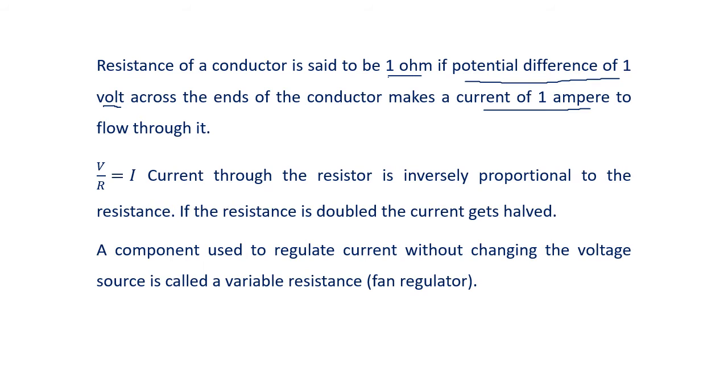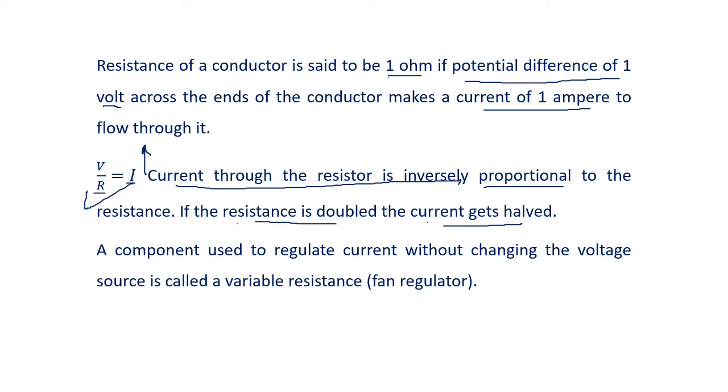So what you can notice here, current through the resistor is inversely proportional. What does inversely proportional mean? If R will increase, then I will decrease. If R will decrease, then I will increase. Yes. For a constant voltage, with the increase in resistance, the current decreases. With the decrease in resistance, the current increases. So, if the resistance is doubled, the current becomes half.